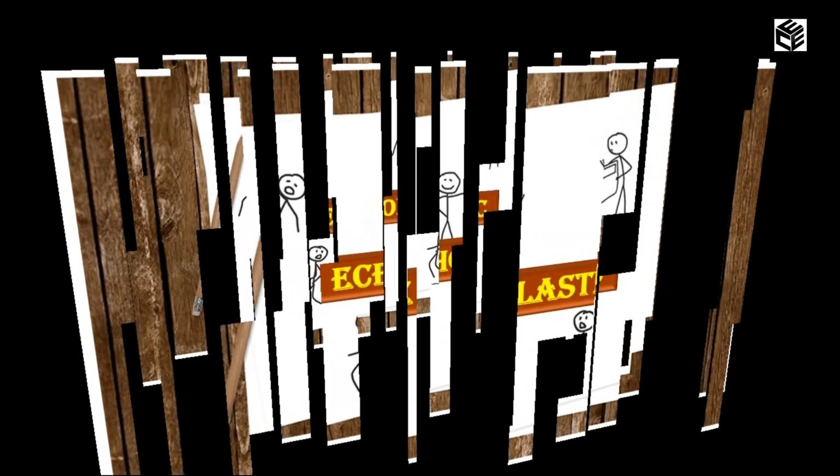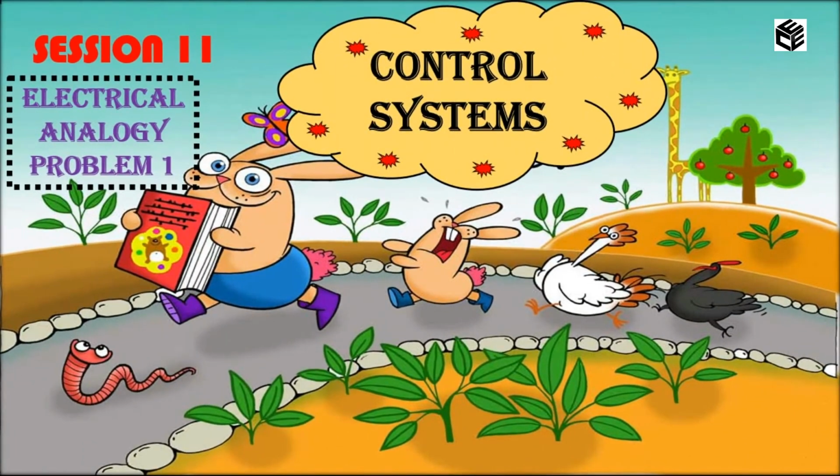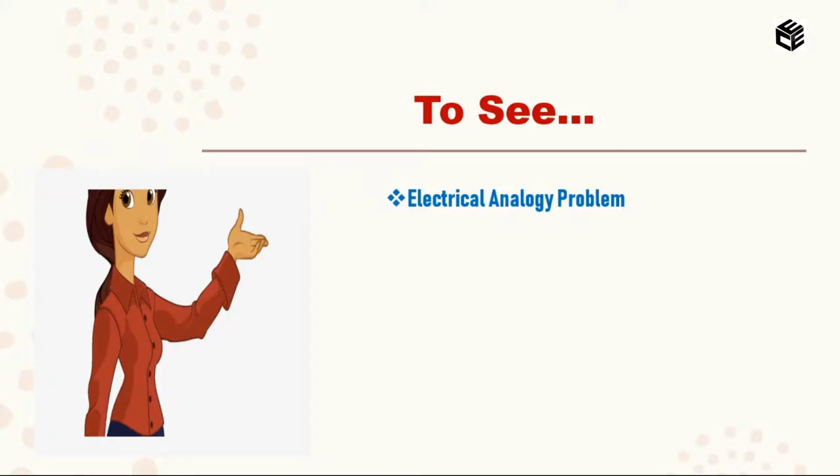I am Jasmine. In session 10 of the Control System series, we have seen the basic formulas and steps for solving problems under electrical analogy. So today we will be solving one problem under electrical analogy. Before solving the problem, we are going to recall the steps that we have learned in the previous session. Our first step is we need to write the differential equation.